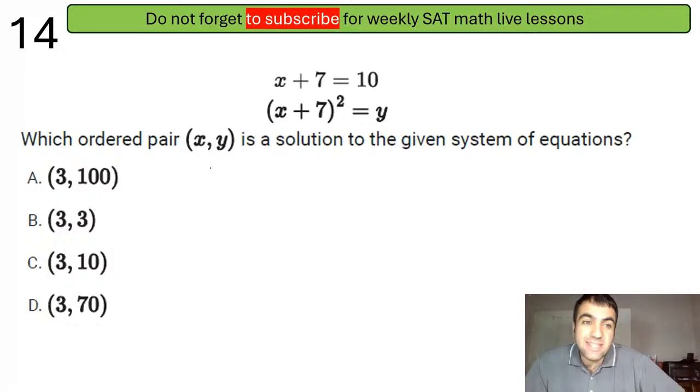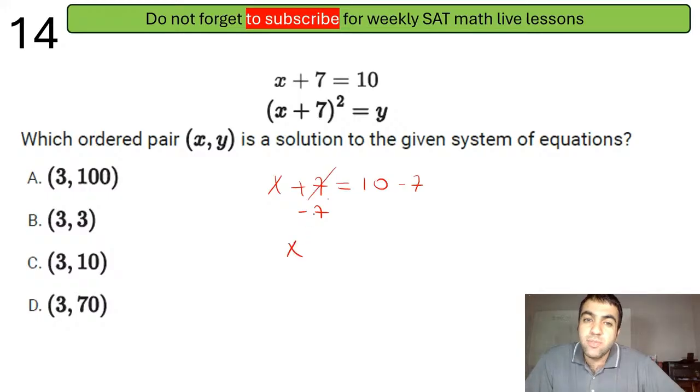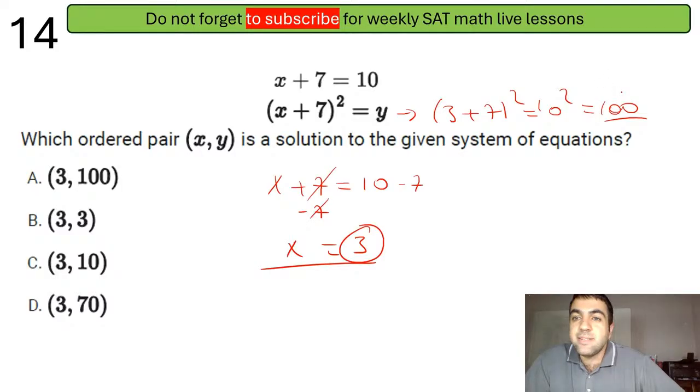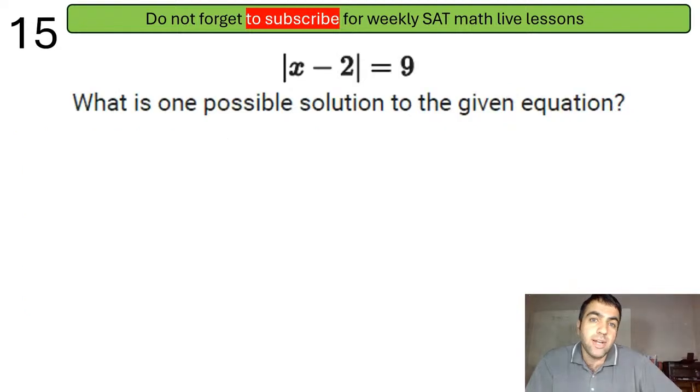Mr. Sahib says it is A. And let's have a look. X plus 7 is equal to 10. Let's subtract 7 from both sides of the equation. X is equal to 3. If x is equal to 3, let's write here 3 plus 7 squared is equal to 10 squared is equal to 100. Yes, x is 3, y is 100. So it is A. Mr. Shahin and Sahib, you are right.